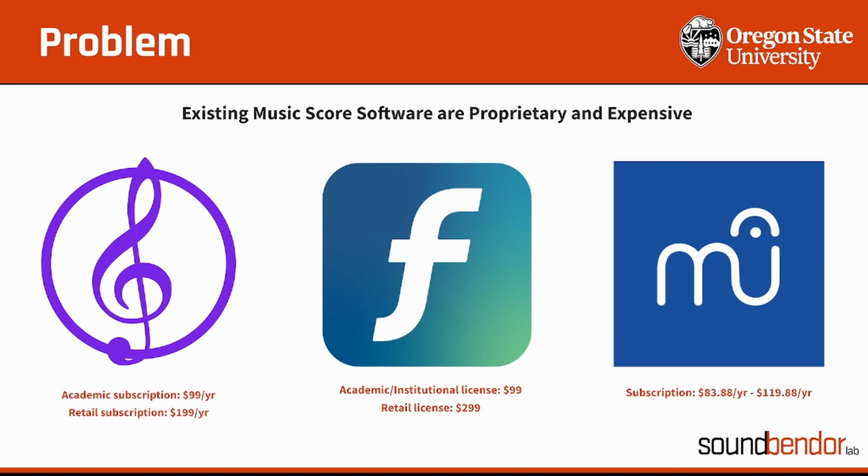To name a few, Sibelius, Finale, and MuseScore, some of the more popular music score software, can all have costs ranging upwards of $100. In the case of Sibelius and MuseScore, this cost would be subscription-based, so you may even be paying this price yearly. Of course, there exists other music score software out there. However, these 3 examples are some of the more popular ones and can paint a good picture of just how expensive music score software can be.